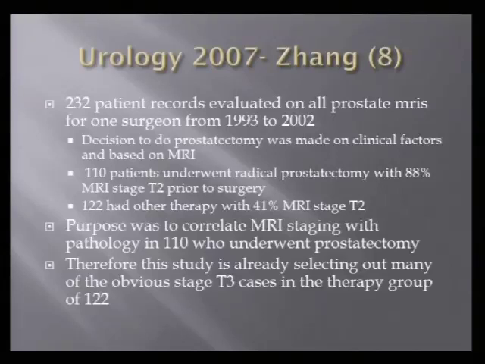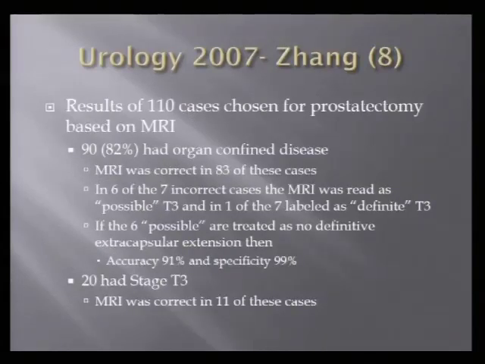So again, I understand that I don't think this is the best study, but everybody asks questions about why we should do prostate MRI, and everybody gets excited about results from a certain study. I'm trying to show how some of the results can be erroneous. So like I say down here, it selects out many obvious stage 3 cases. And of the 110, so they do have results, 90 did have organ-confined disease, and of that 90, 83 were correctly identified as being organ-confined based on MRI.